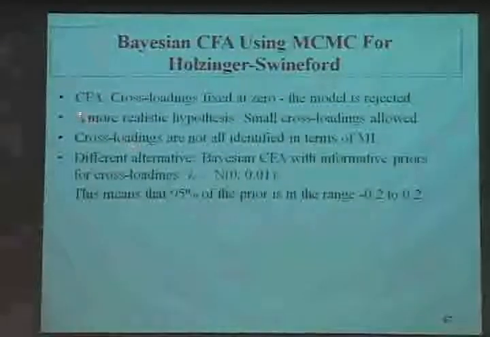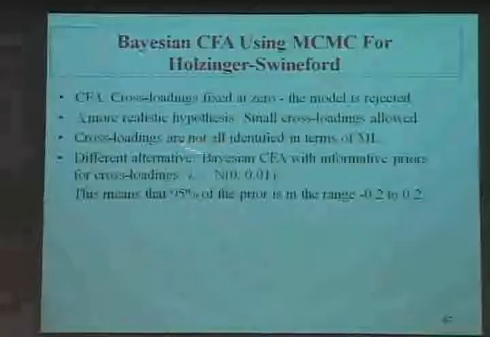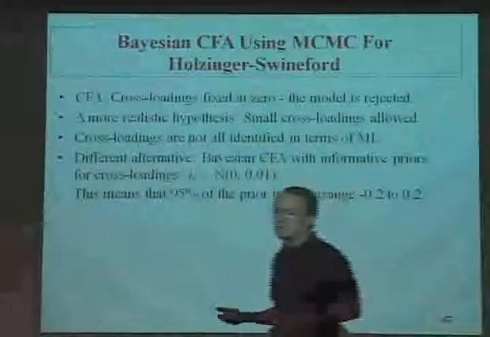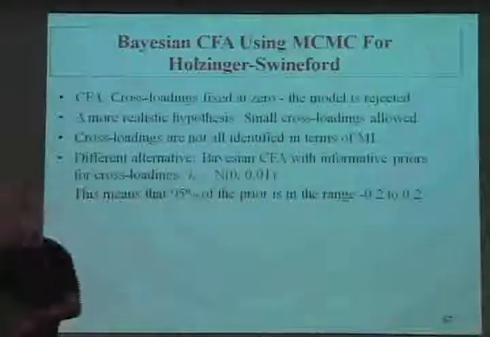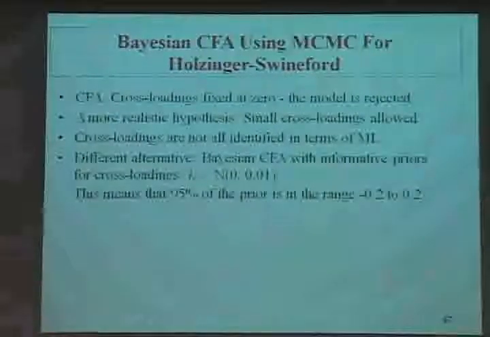And I think a more realistic hypothesis is that we should allow for small cross loadings. I'm not sure Holzinger and Swineford really thought that the cross loadings would be exactly 0. They were not interested in that. They just thought they would be small relative to the large ones. Now in ML, you can't just free all of the cross loadings, because then the model is not identified. If you're in a CFA context and free all the cross loadings, the model is not identified.